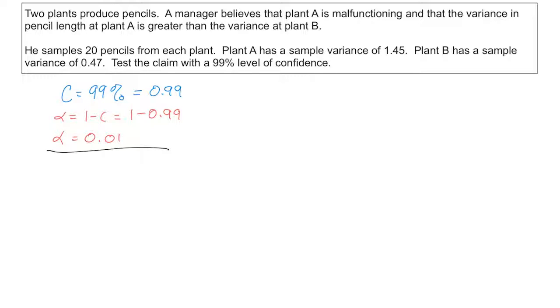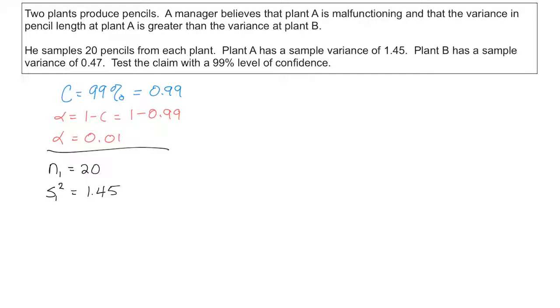Then we want to write down the data that we're given there. We sample 20 pencils from each plant. So from plant number 1, we'll call it n sub 1. Instead of A and B, let's just call it number 1, number 2, since that's how we've been doing it in the past. We sample 20 pencils from plant A. What do we get? We get s1 squared, which is the variance in the pencil length, of 1.45.